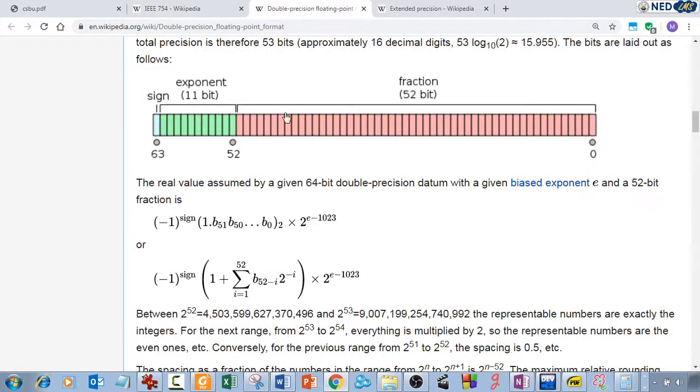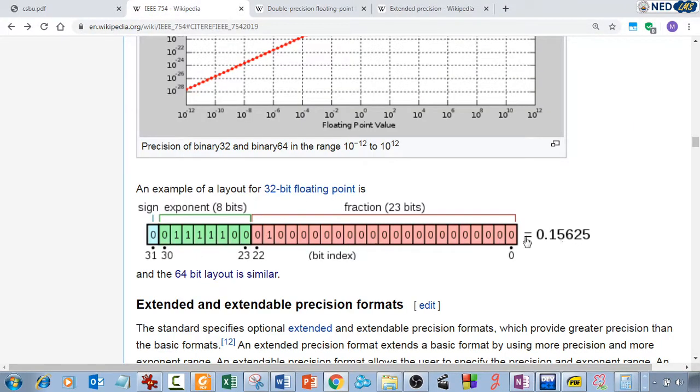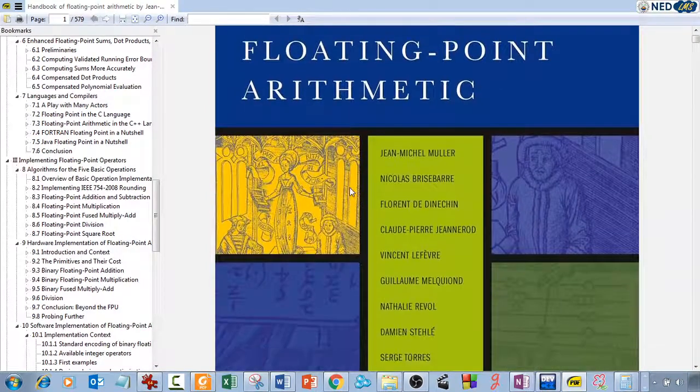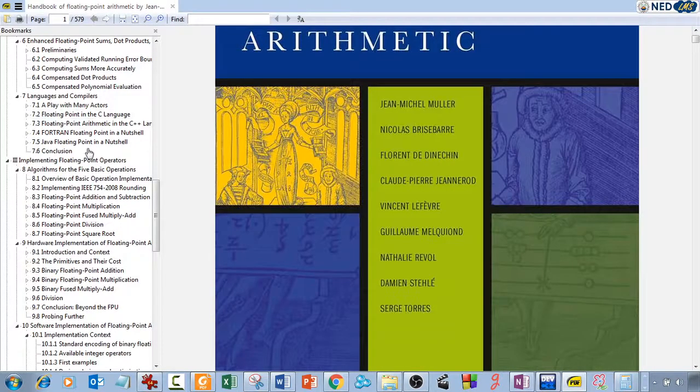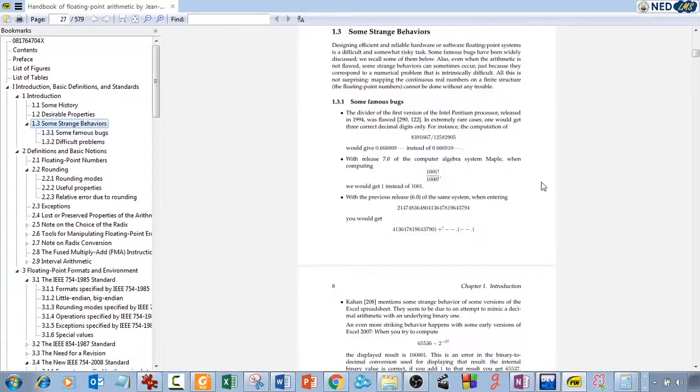The double precision has more bits for the fractional part, and long double or the extended precision has even more bits for the fractional part. So what we are going to do is convert a decimal number to this. This is 0.15625 being converted to here. We are going to convert 247.2. Before going to that, if you want to take a look at floating point books, this is a very good book, Handbook of Floating Point Arithmetic, with these writers. Just look it up on the internet, you can find it there.